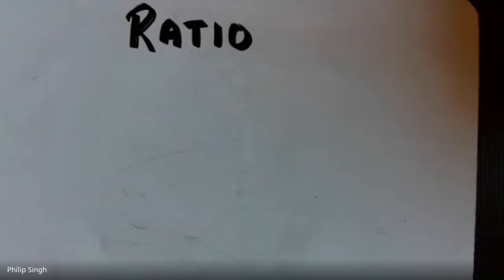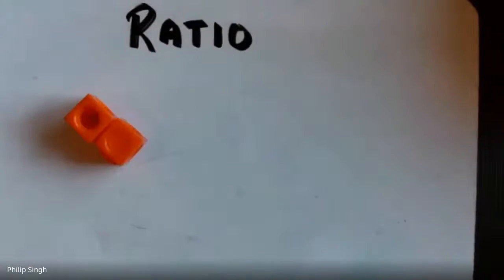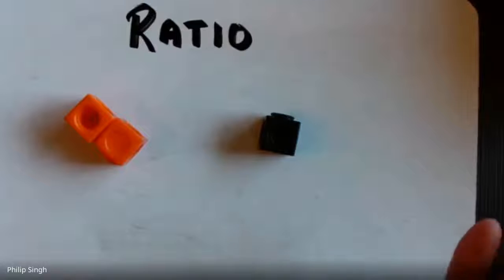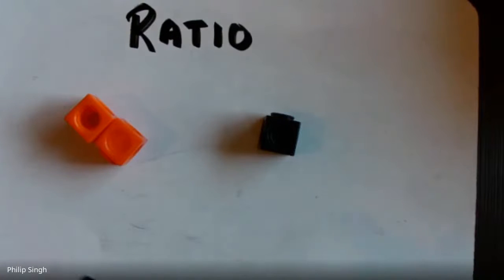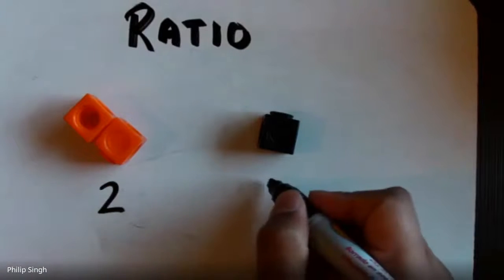Hey everyone, in this video we're just quickly going to review what ratios are, how to make ratios equivalent, and how to know if they're equivalent to each other. A ratio is essentially just a comparison of two things. So in this case, if I'm comparing the ratio of orange to black, the ratio would be 2 to 1.